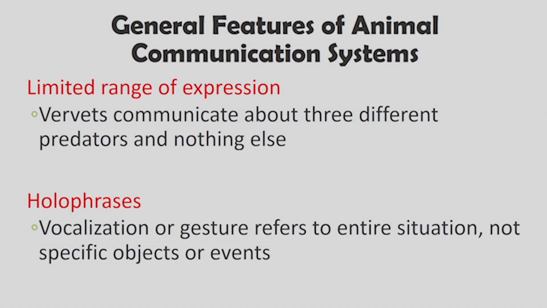So animal communication systems can tell you about a situation in total, and not the specifics of the situation: what, why, where, how. Those kinds of features are not present in animal communication systems, and that is why they are holophrasic in nature. So, two basic general features of animal communication systems are a limited range of expressions, where only limited features can be expressed, and holophrasic, as the whole situation can be expressed and not the specifics.